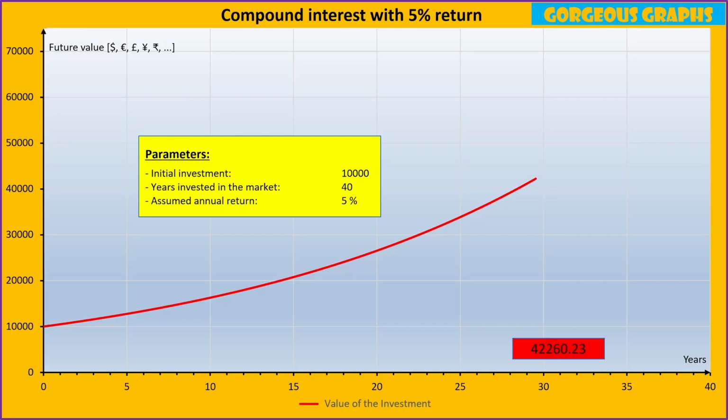This is an easy example to show the power of compound interest. You will see that the relatively speaking small initial investment grew over the years to a substantial amount.